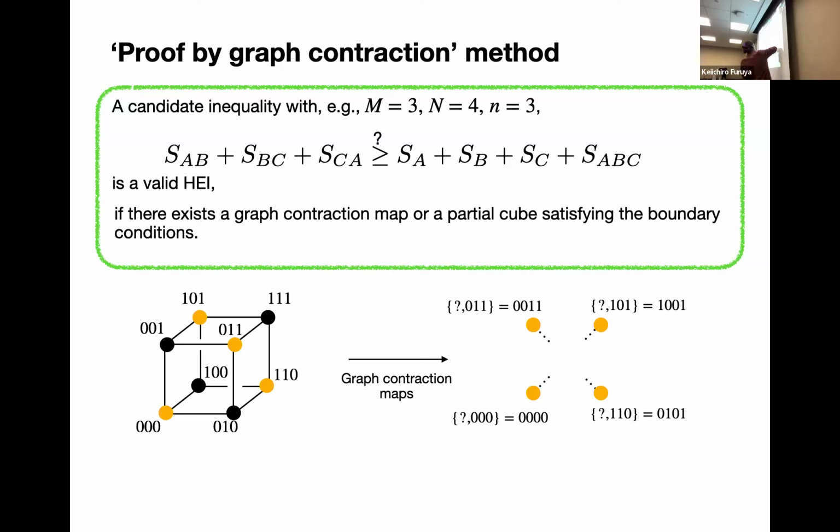The boundary condition is there because once you give the small n and the inequality, there are boundary vertices that are fixed for a single region, so this is O, A, B, C, something like that. On the right hand side, these are fixed, and you need to figure out how to place vertices and edges so that this is a partial cube. So finding the graph contraction maps is non-trivial, basically.